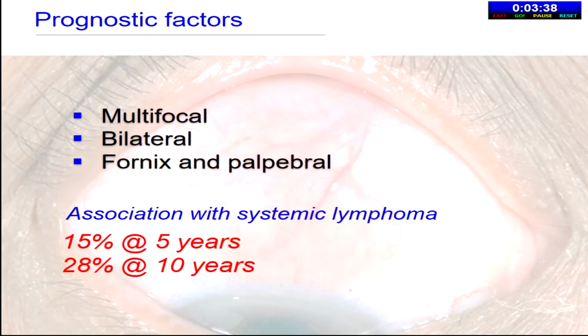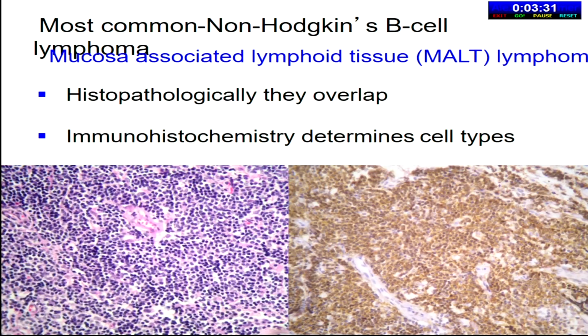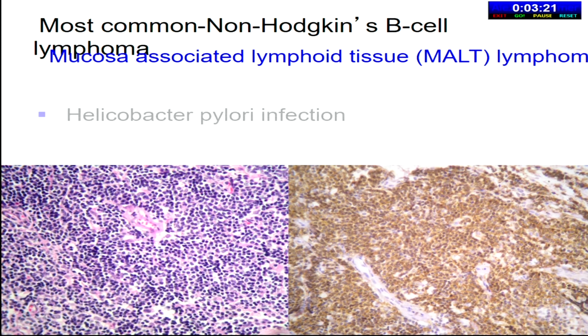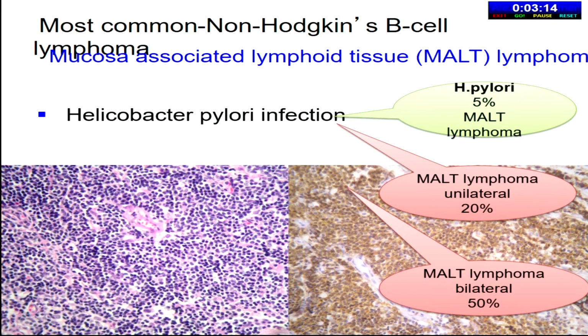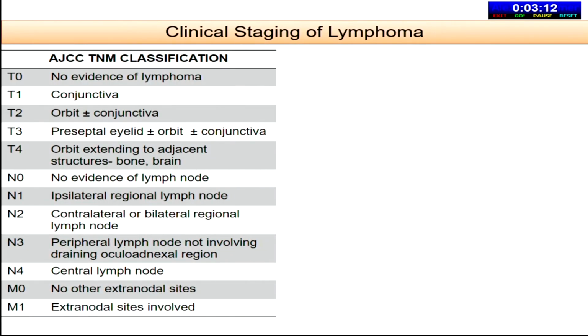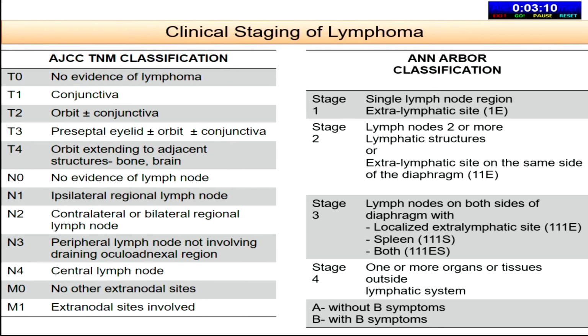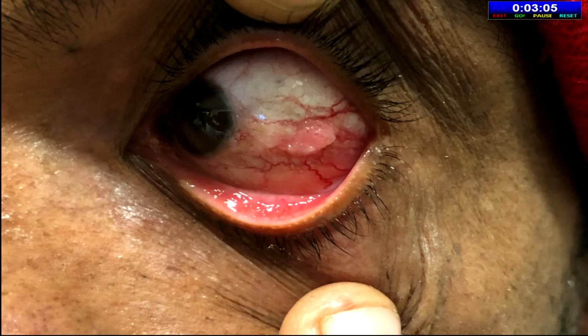There are prognostic factors. If it's multifocal, bilateral, fornix, and palpebral, there is a chance of systemic involvement in conjunctival lymphoma as well. The most common is the mucosa-associated lymphoid tissue, the MALT lymphoma, or the extranodal marginal zone lymphoma. Although the histopathology overlaps, it's very, very important to do an immunohistochemistry. Helicobacter pylori infection has been associated with this as well. So we do a clinical staging, the AJCC TNM staging, and the Ann Arbor classification of lymphoma. I'm not going into the detail, and that's how we deal with this.